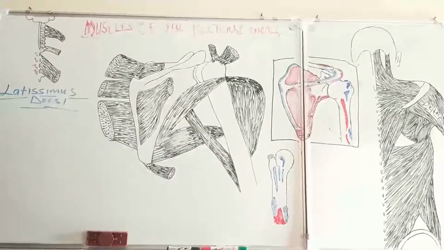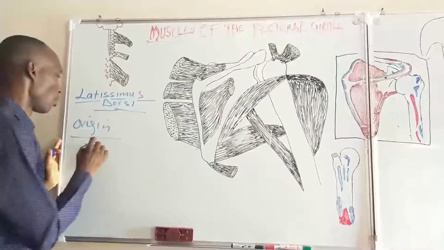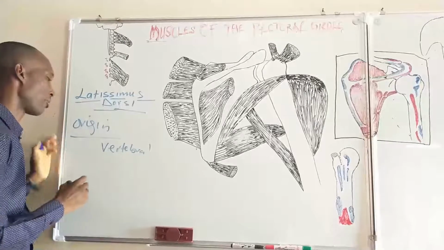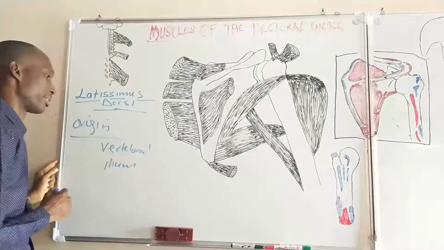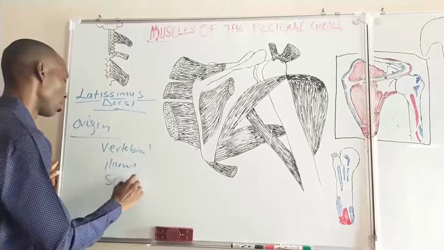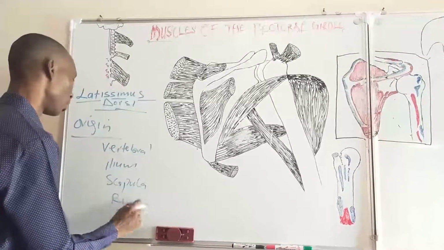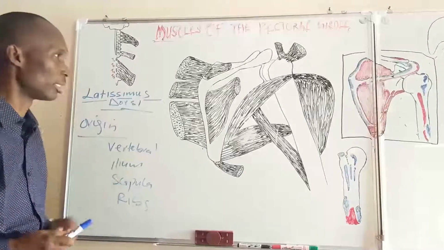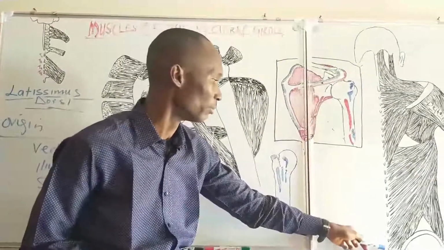Now, Latissimus Dorsi, in its origin, we will see the various parts it has origin. We have the origin that will be around the vertebral column. We also have origin that will be coming from around the ilium, the iliac crest of the ilium. We also have another origin that will be coming from the scapula. We also have another origin that will be coming from the ribs. So we'll look at the specific areas these origins will be coming from. Let's start with the origin from the vertebral column.